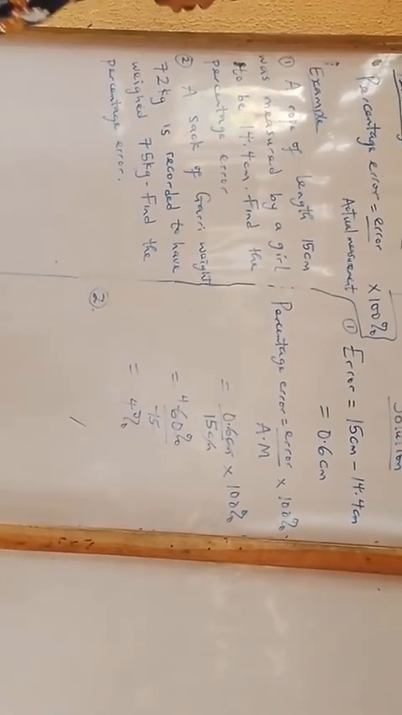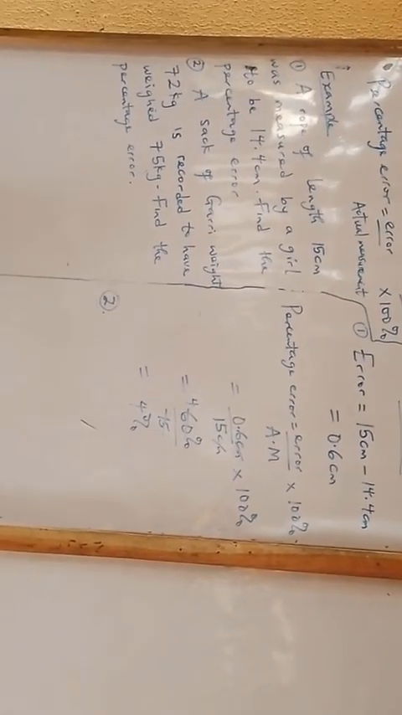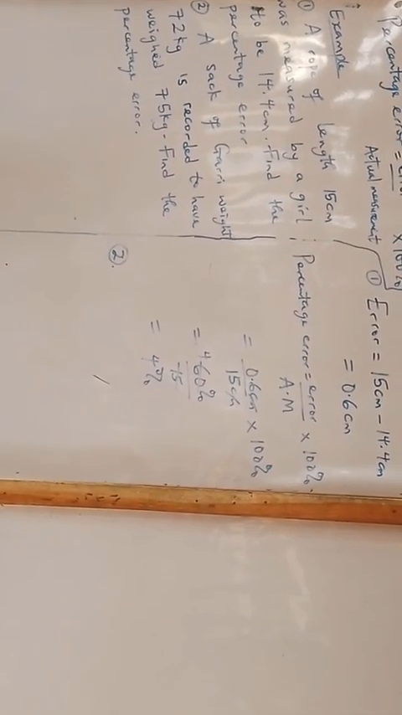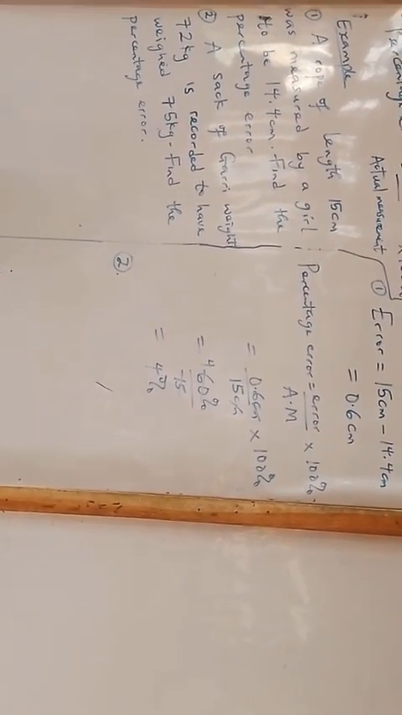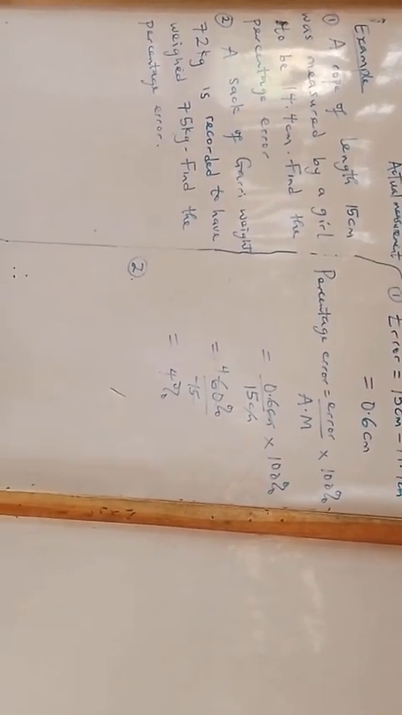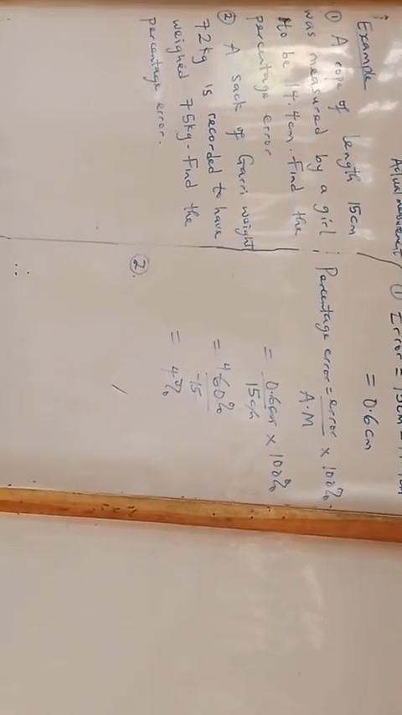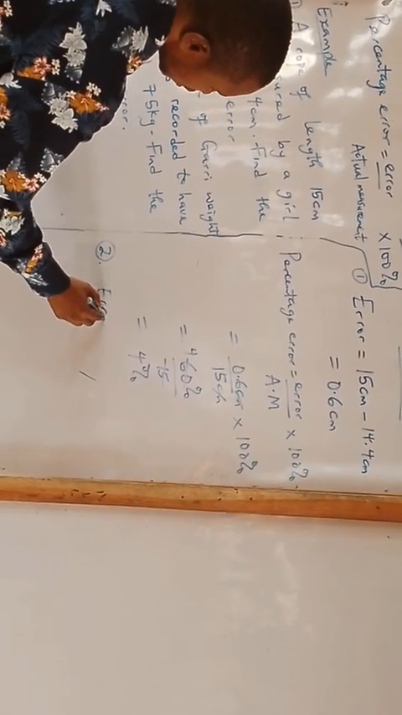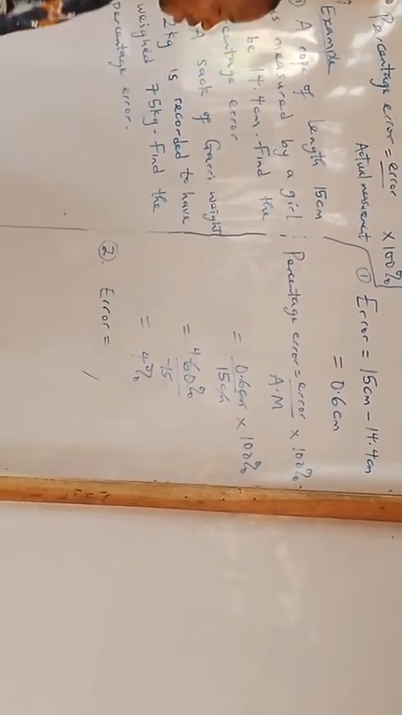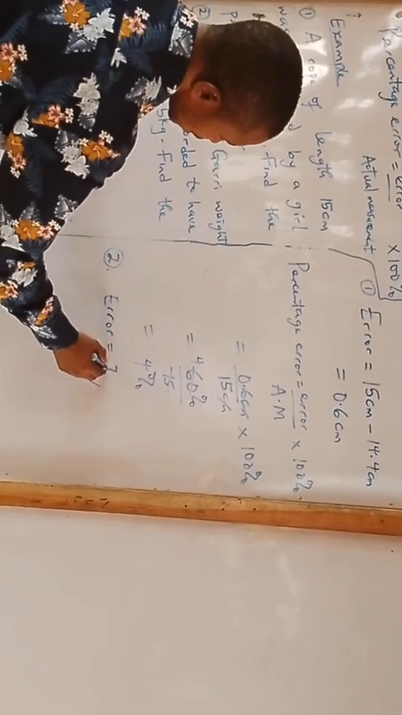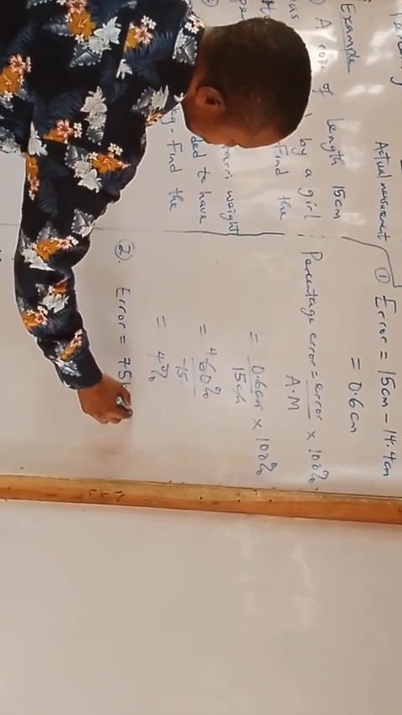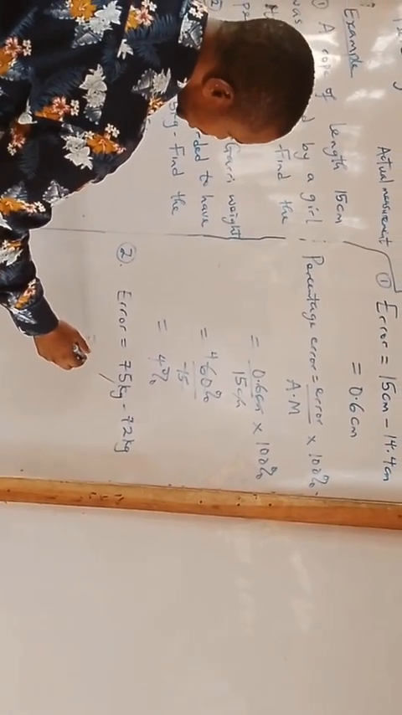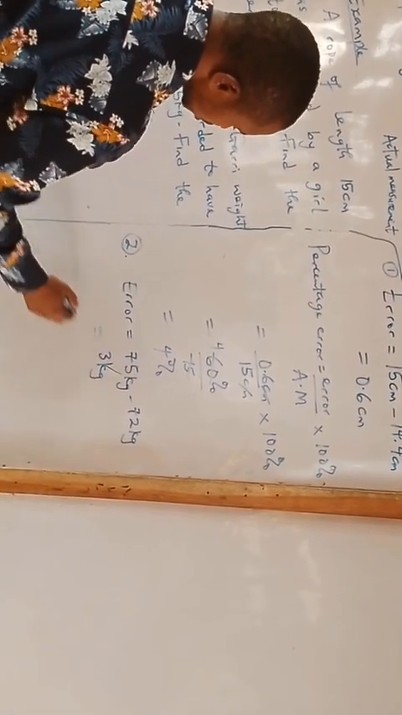Let's solve question 2. A sack of garri weighing 72 kilogram is recorded to have weighed 75 kilogram. Find the percentage error. So first thing that we need to do is to calculate the error. The error here will be wrong measurement minus actual measurement. So we are going to have 75 kilogram minus 72 kilogram. Remember that I told you that error cannot be negative. So we have 3 kilogram.